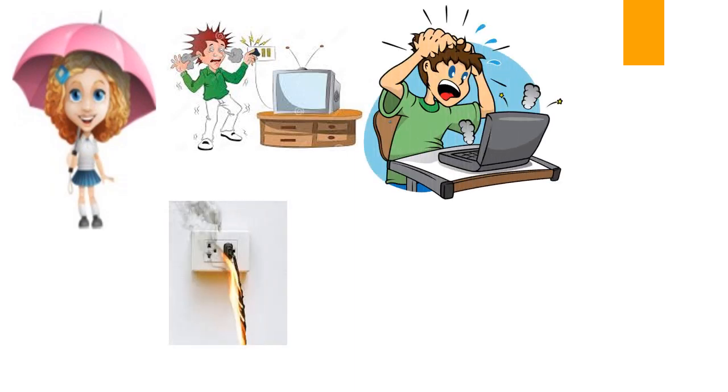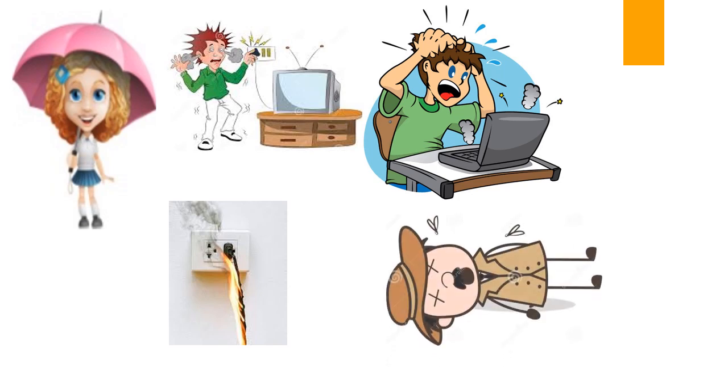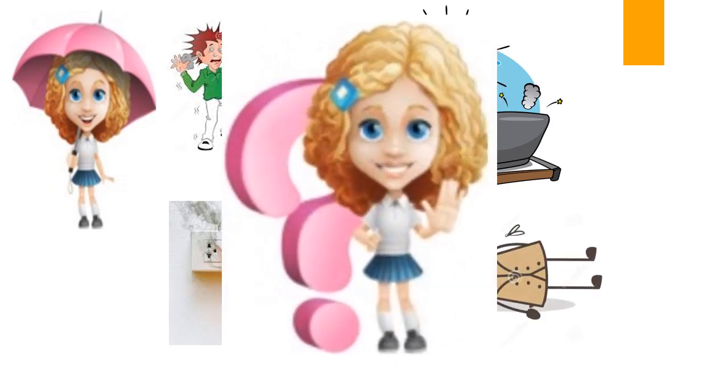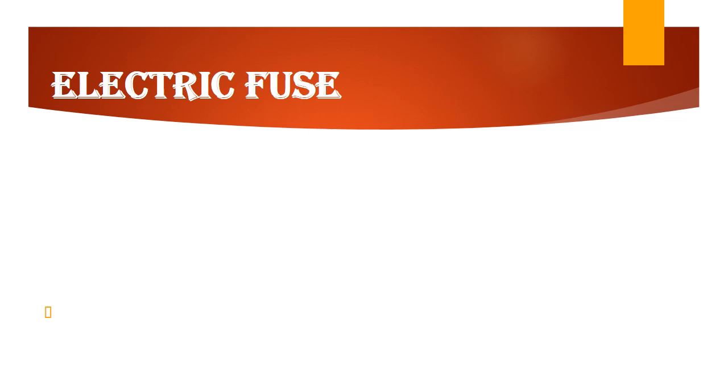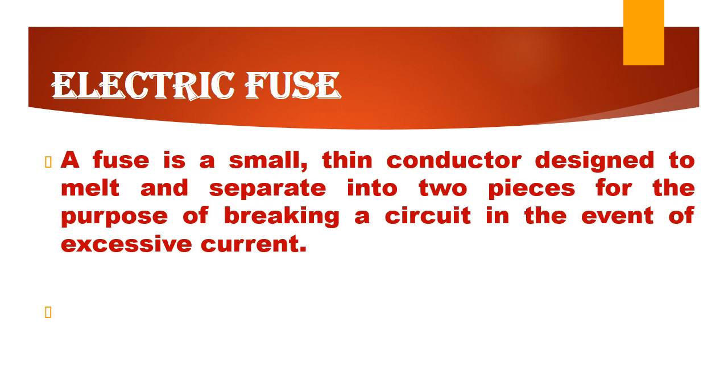When excessive current passes through a circuit, it can result in severe shock or it can cause fire. It can damage your device or even cause death. So is there any way to prevent that from happening? Well, there is a device that is used to prevent all this, and this is called an electric fuse. A fuse is a small, thin conductor designed to melt and separate into two pieces for the purpose of breaking a circuit in the event of excessive current.